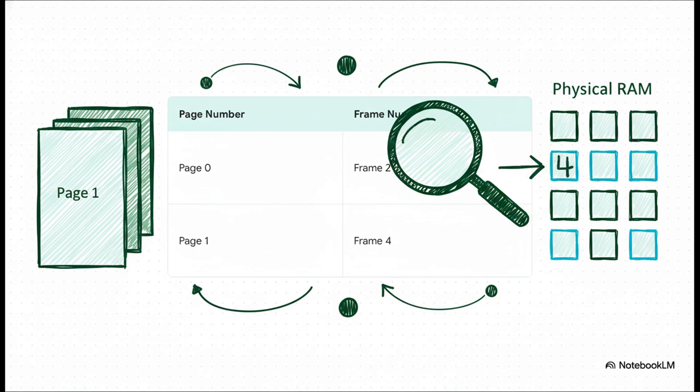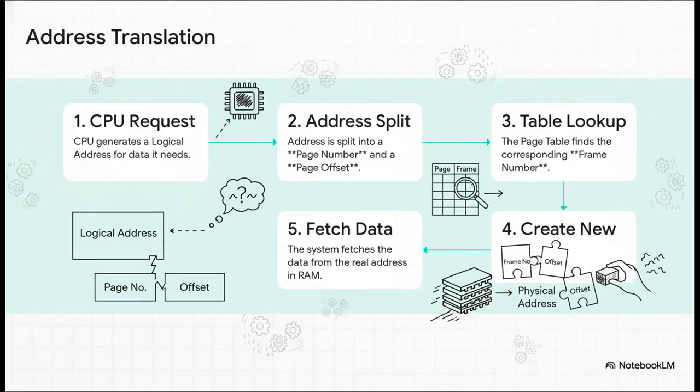The left side lists the program's pages, page 0, page 1, and so on. The right side tells you which physical frame in RAM that page is actually sitting in. So if the CPU says, I need something from page 1, the page table just goes, oh yeah, no problem, you'll find that over in frame 4. Simple as that. So let's walk through the whole thing step by step.